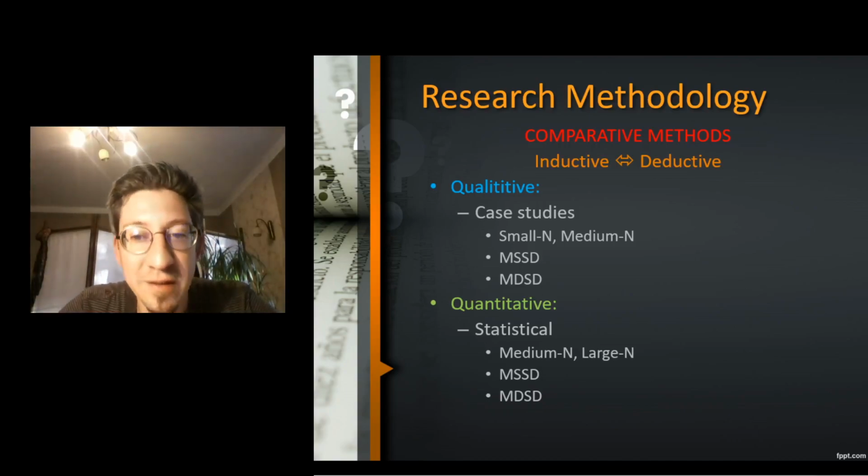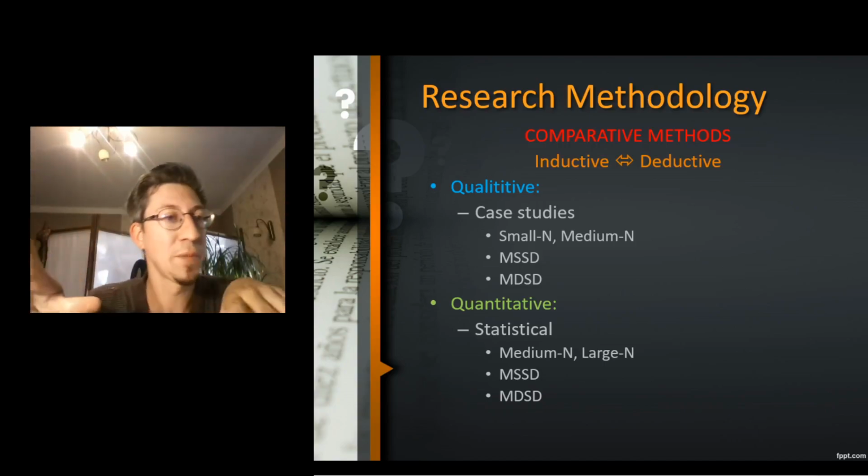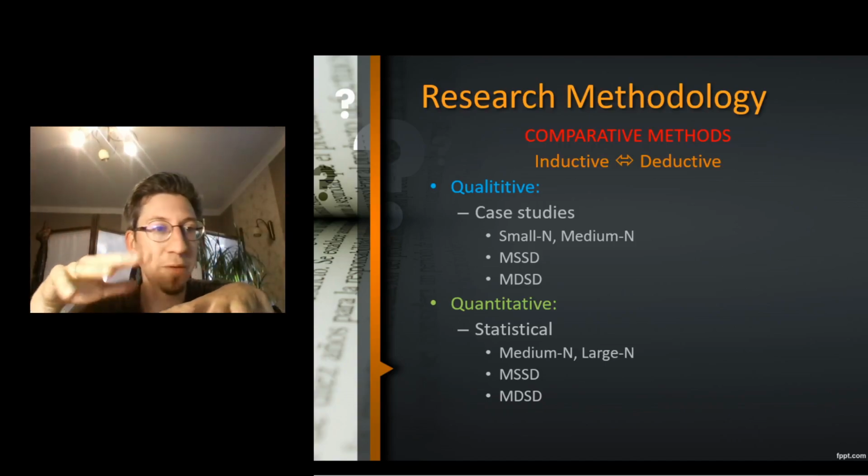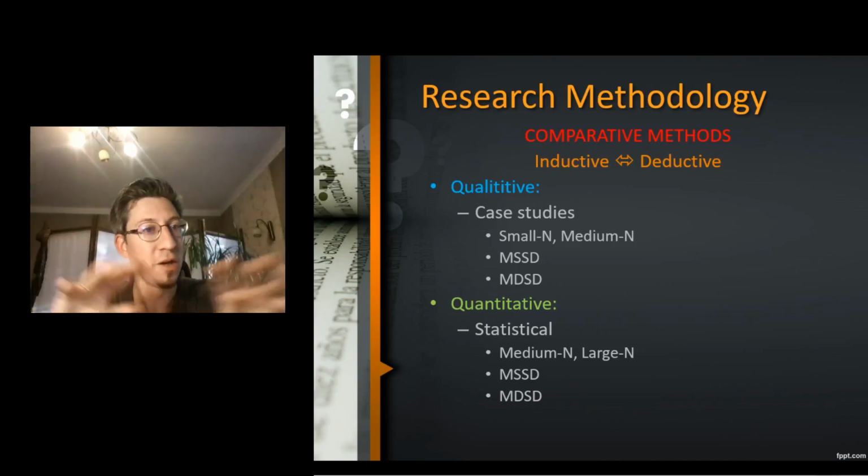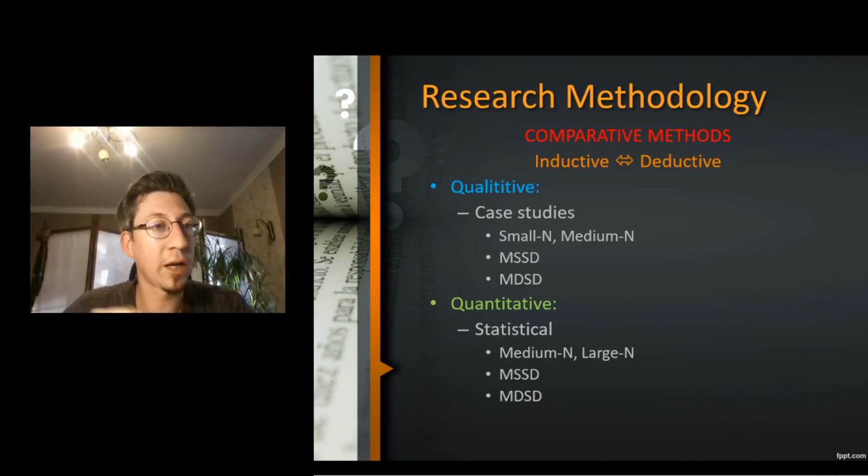And then you have the most different system design, in which your cases are all different, and some of them have the same outcomes, others not, and you're trying to find what makes a phenomenon start and not. So there are two ways of doing that.